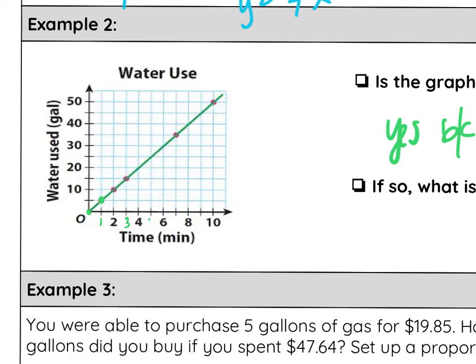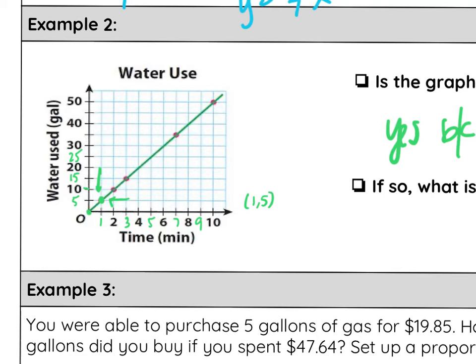This would be 3. This would be 5, 7, 9. And since this is 10 and that's 20, this would be 15. This would be 5, 25, and so on. So here is the unit rate. The point is 1, 5.